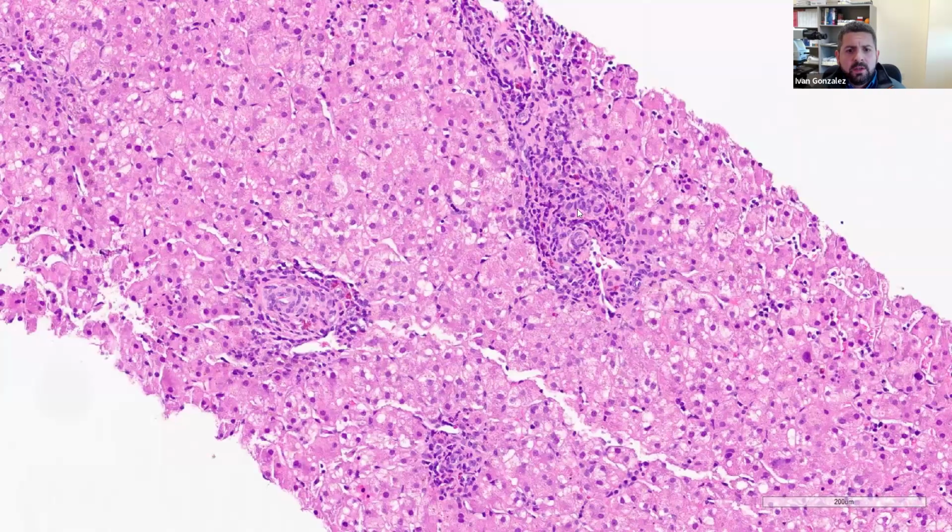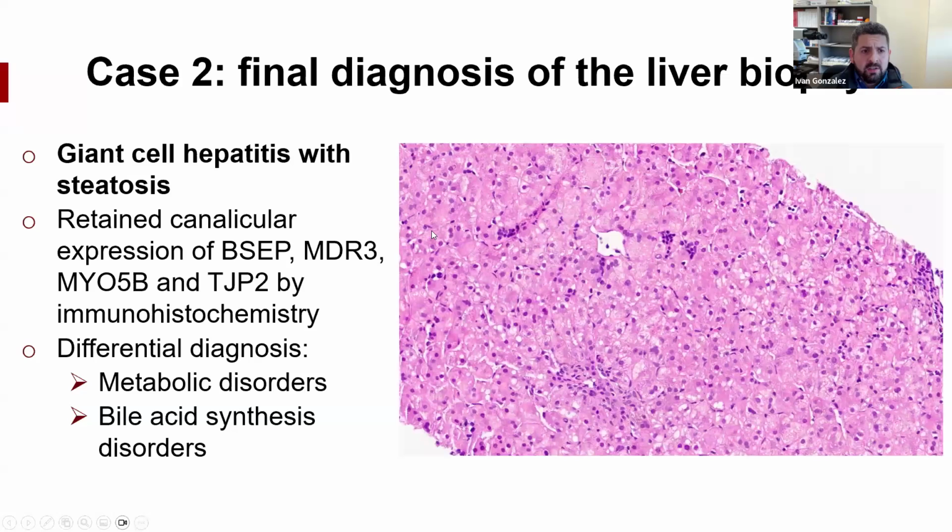Looking at the histology, here you see the portal tracts are not expanded. You have some myeloid hematopoiesis, there are some erythroids in the lobule, and you have this giant cell transformation of hepatocytes with some steatosis. So our diagnosis for this was a giant cell hepatitis with steatosis.